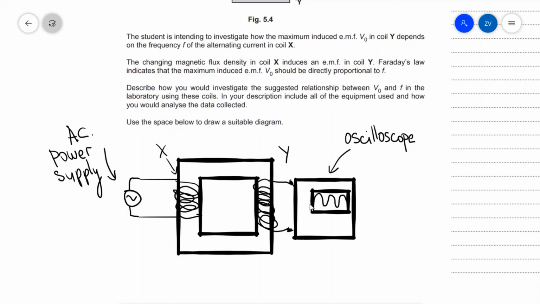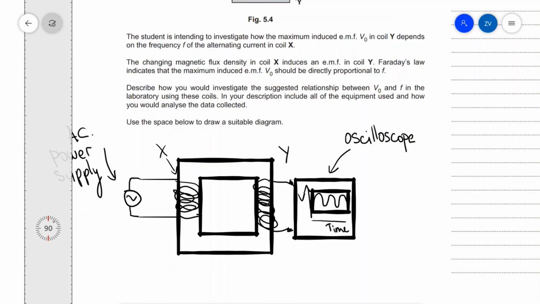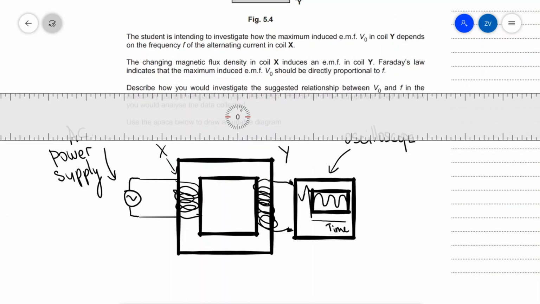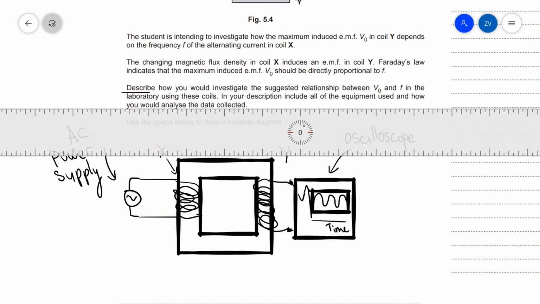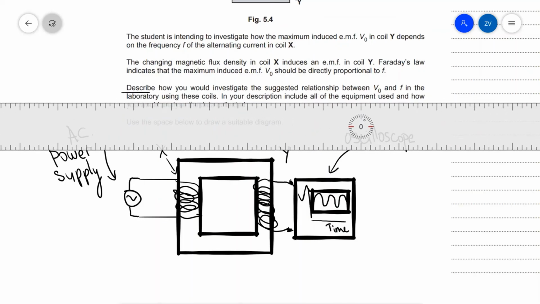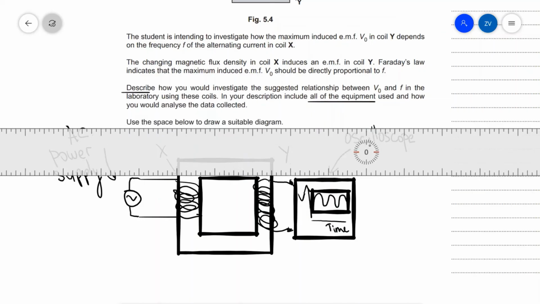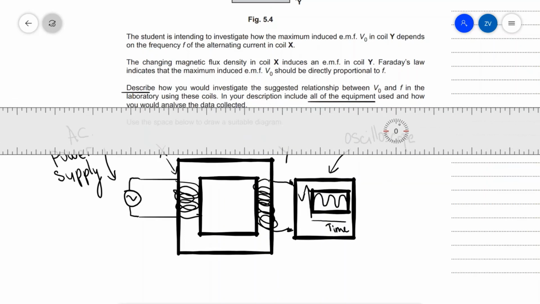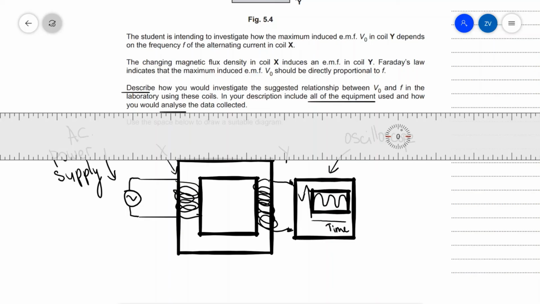Remember, in general, in an oscilloscope, we have time on the y-axis against voltage on the x-axis. So we're going to be able to take those two measurements. As always, with 6 markers, I'm going to just quickly underline some of the things that I need to look at. For example, I'm going to need a description of this experiment. So I'm going to include all of the equipment which I will be using, and how I would analyze the data collected as well. Okay.